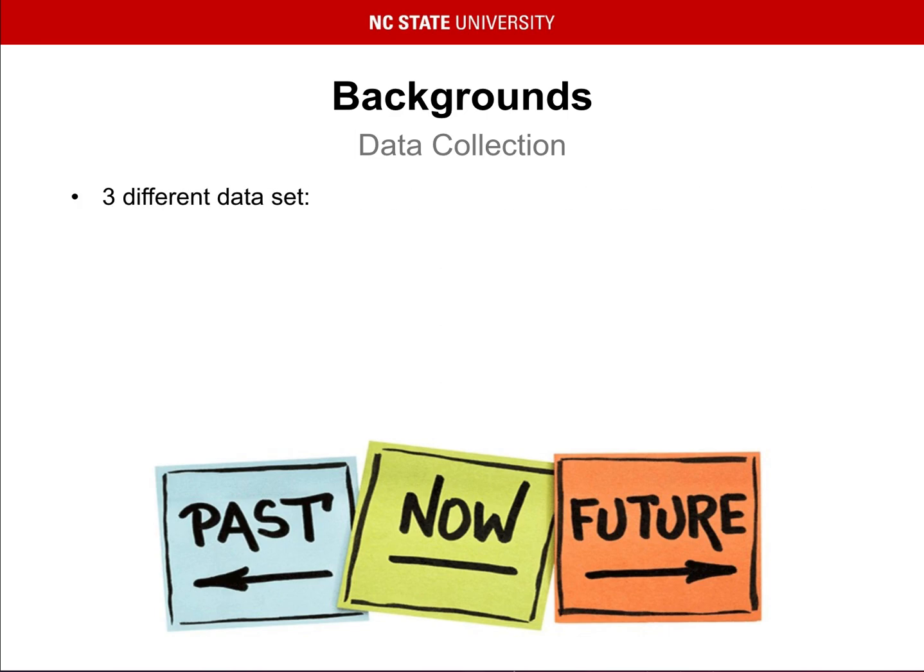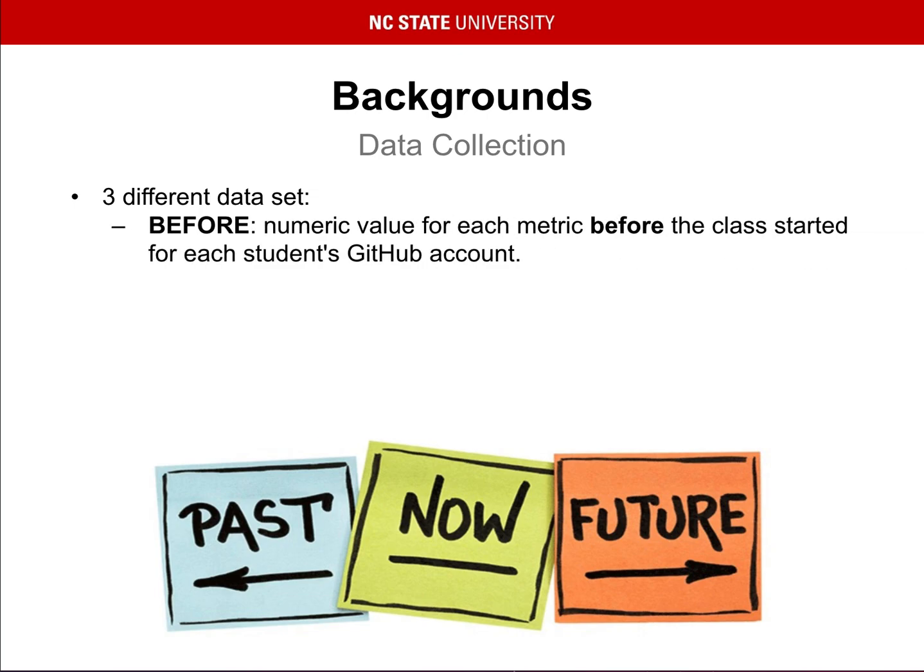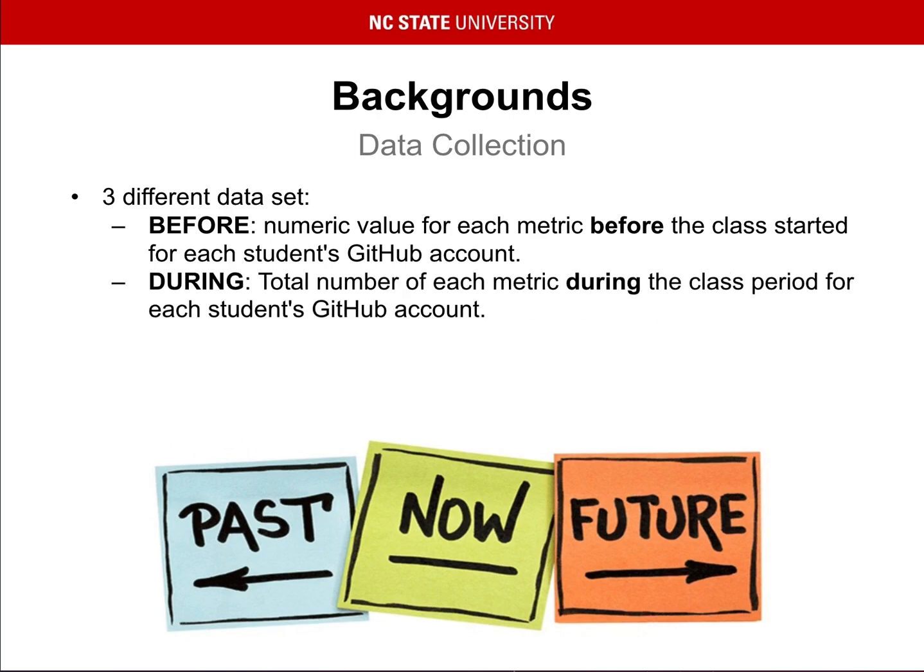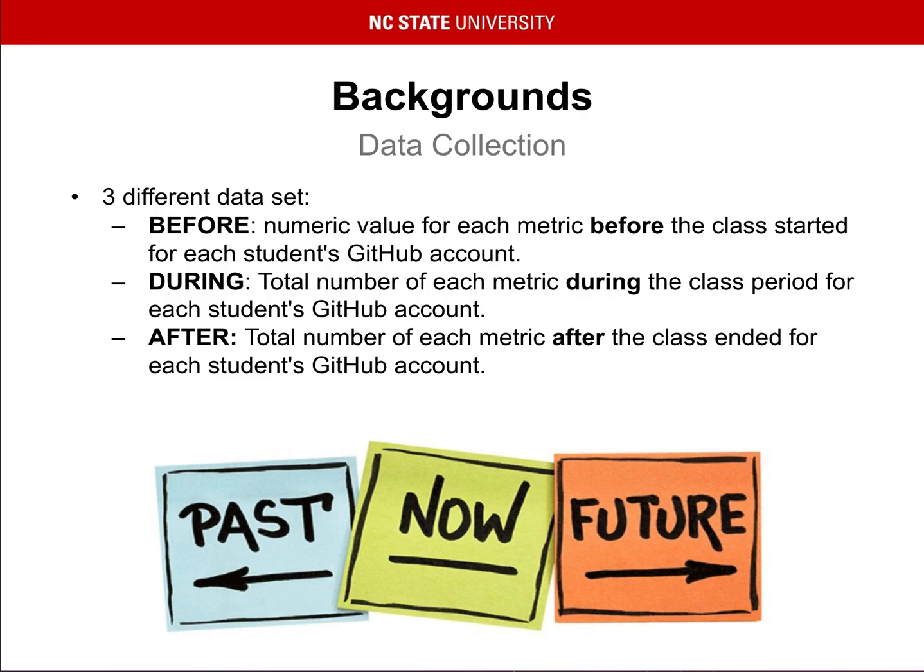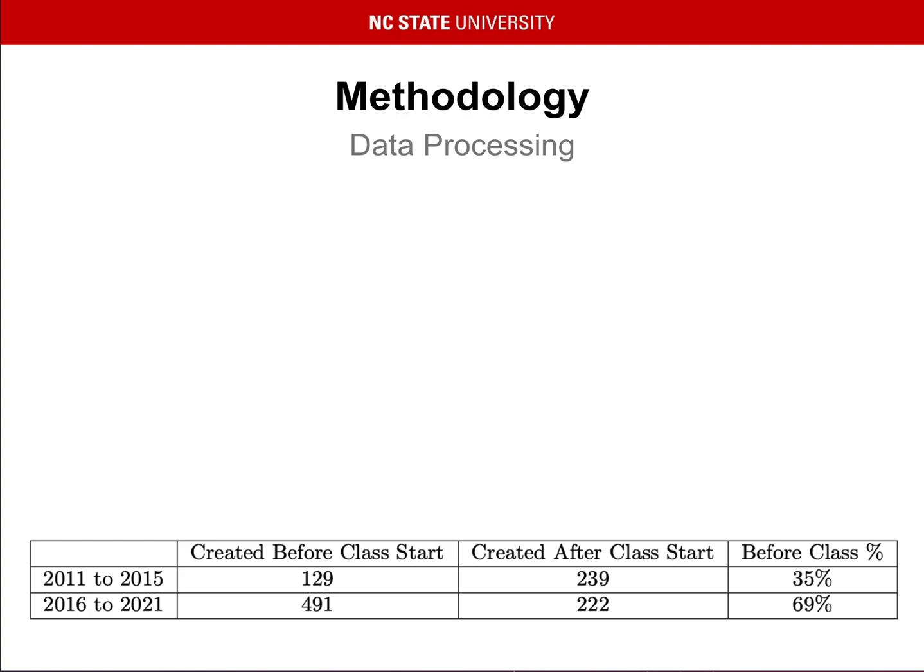We further summarized all metrics into 3 different data sets based on the semester's start and end days. The before set contains the numerical value of each metric before the class started for each student's GitHub account. The during set contains the value of each metric during the class period for each student's GitHub account. The after set contains the numerical value for each metric after the class ended for each student's GitHub account. In this study, only the before set is used for analysis.